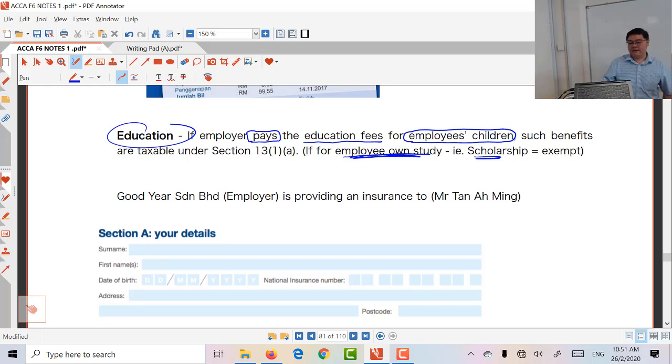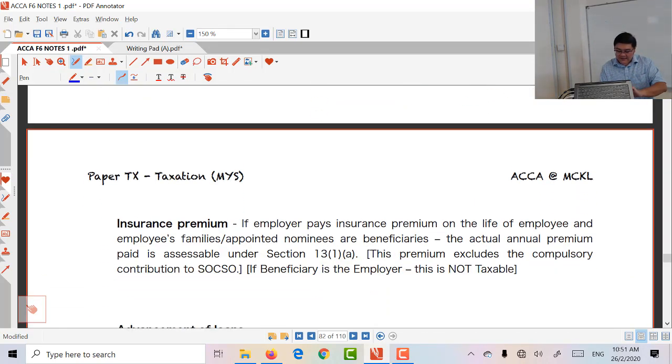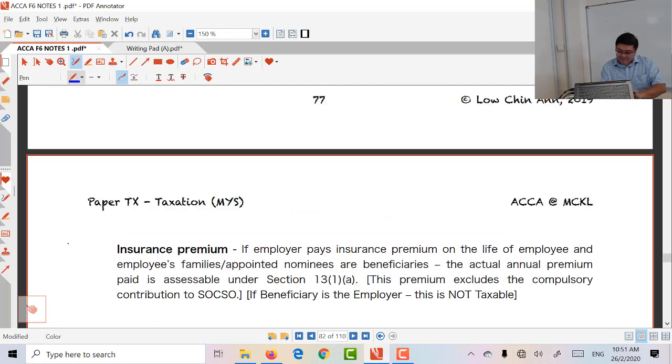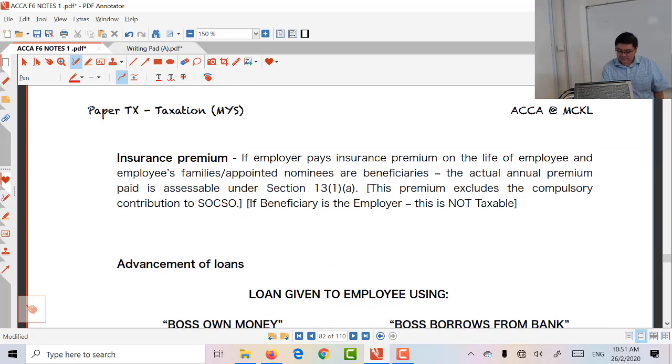Now, this is paying for what? For your children. And what will we do when your boss is paying for your children? Just tax it under 13(1)(a), the amount of the cost or fee that your boss is paying. Then we're going to see the next one, which is on page 78, but the illustration is 77. Now, let's just come to 78.